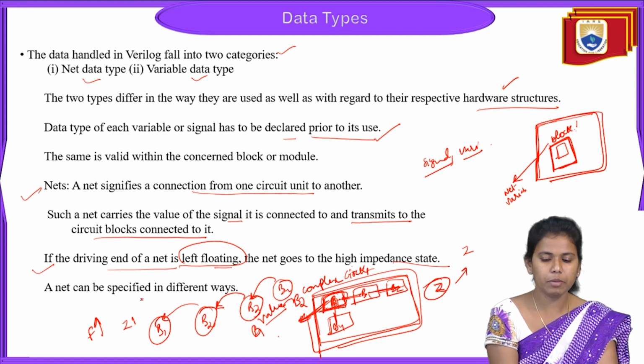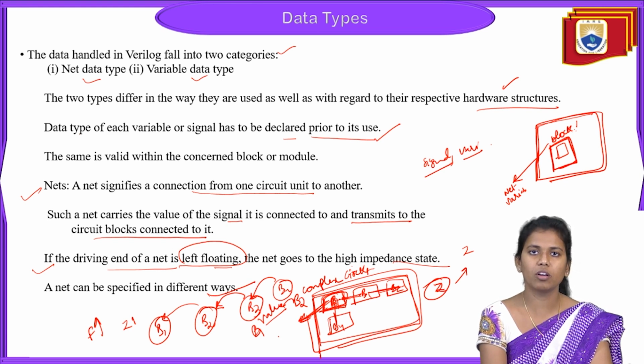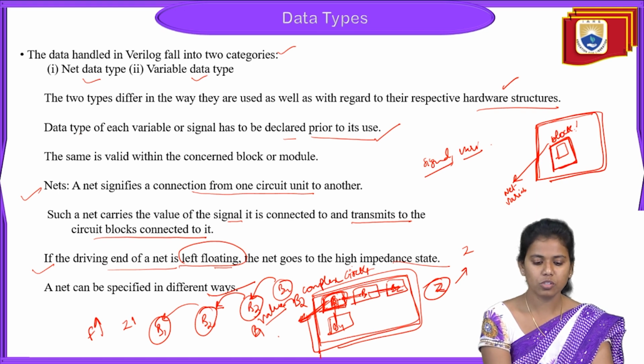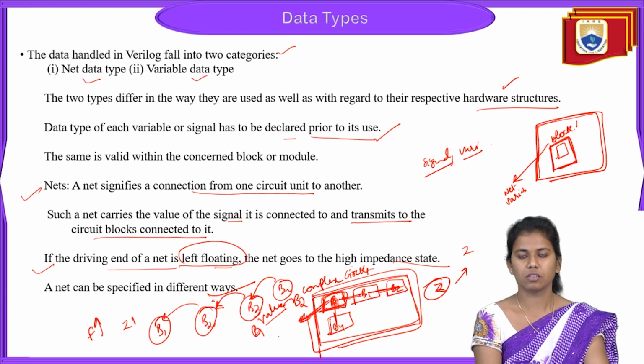Next, a net can be specified in different ways. So there is a representation of how a net can be used. We will see that a net can be specified in different ways.